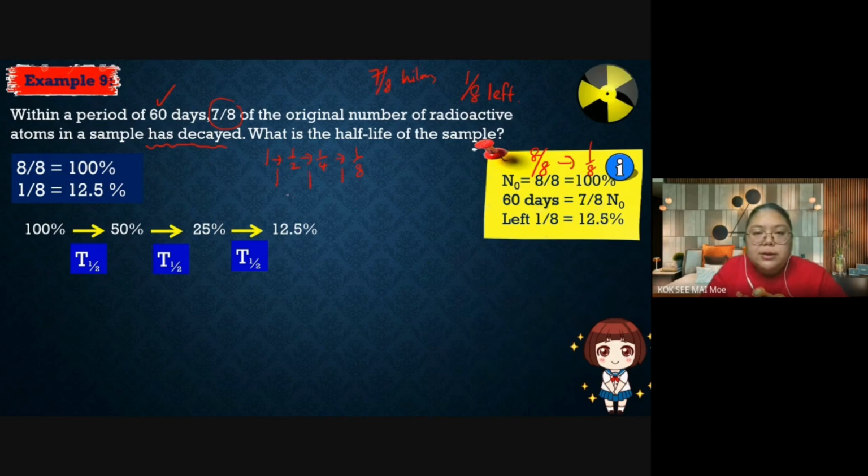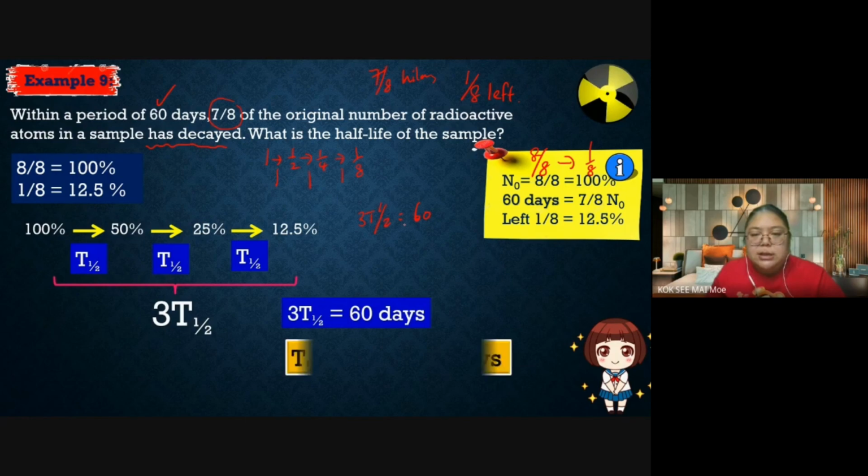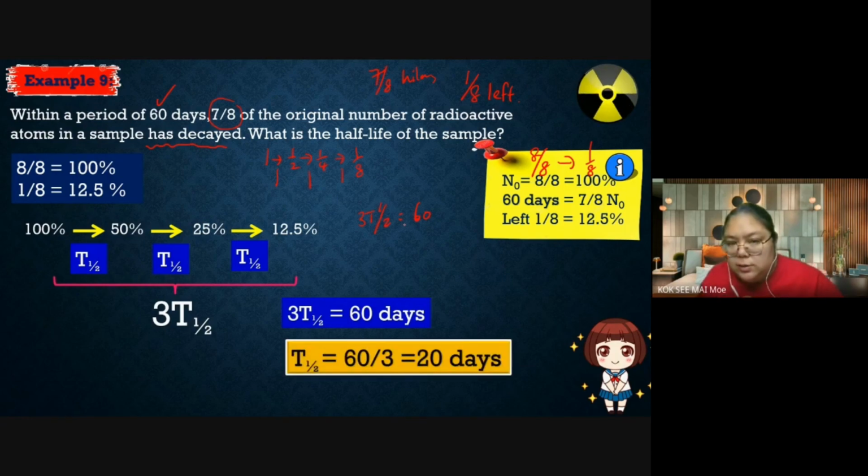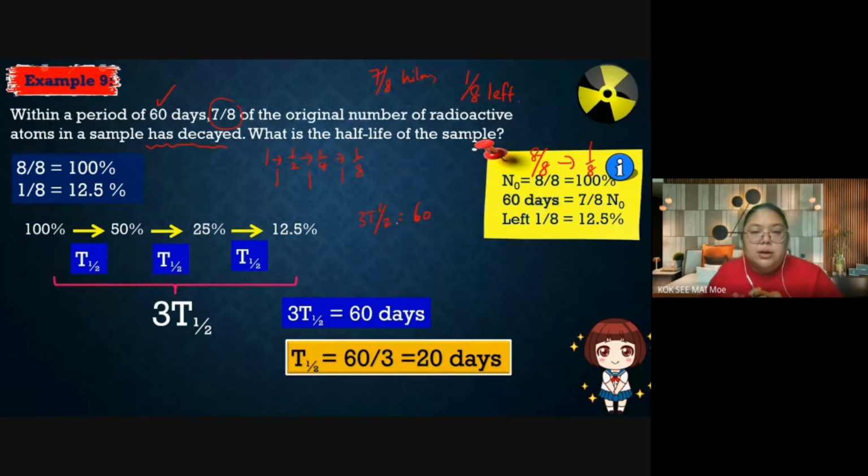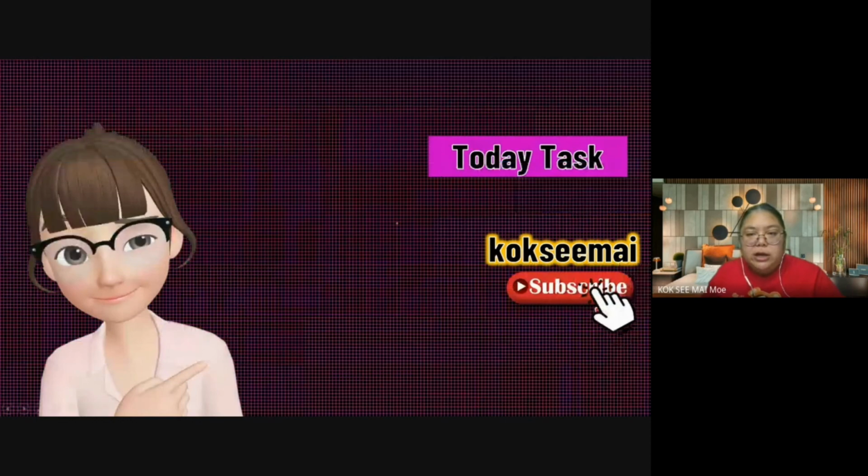So from here you can see 3 half-lives, they're using 60 days. So 1 half-life is how long? So you just go to answer. 60 divided by 3, 20 days. The half-life is only 20 days. Okay, so from here, actually, we are finished.